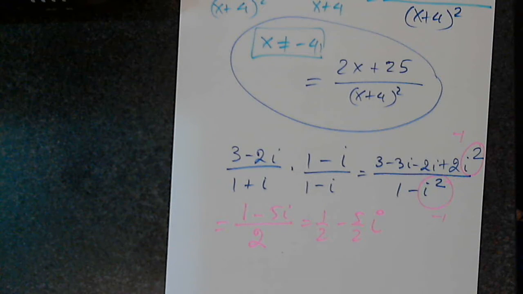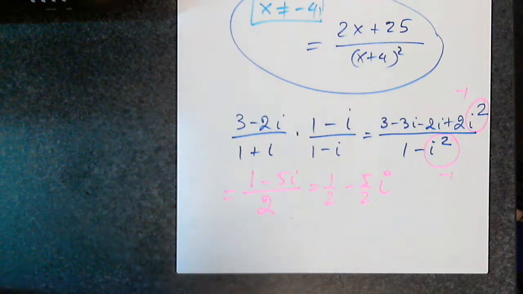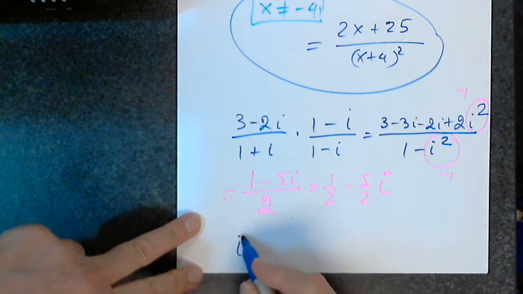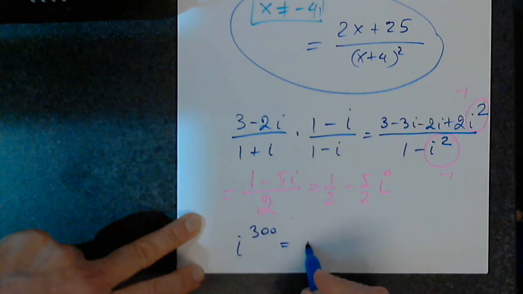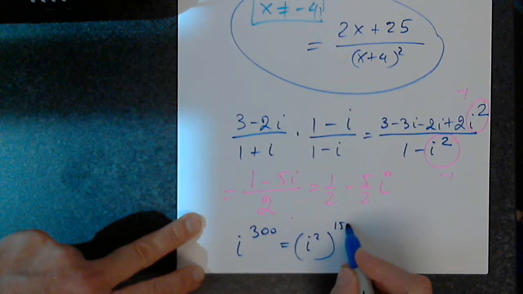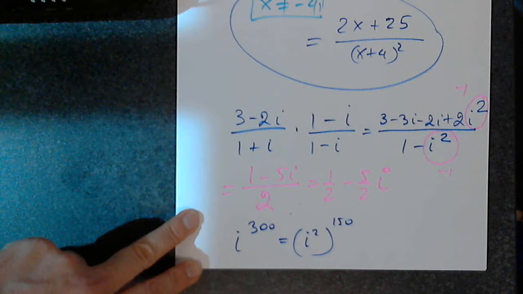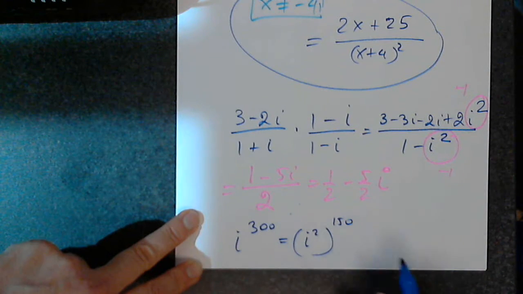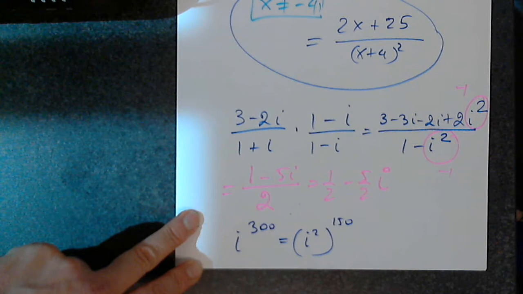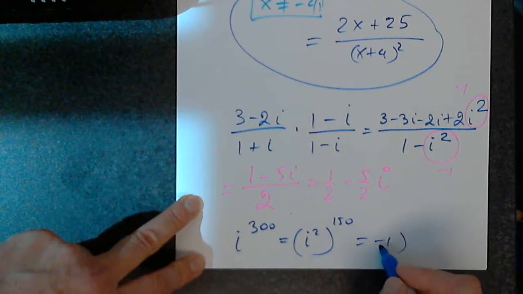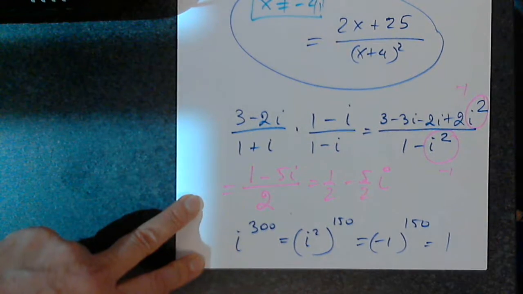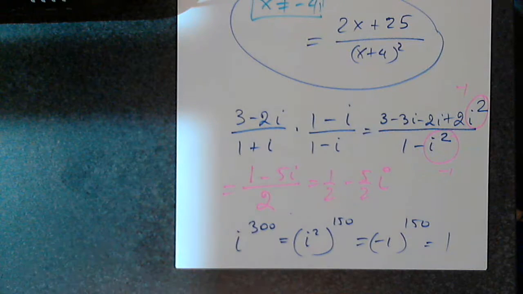Can you do a problem with i to maybe 300? Yes. You come up with any number you want. So i to 300 is a nice number because it's i squared raised to 150. I divided 300 by 2 because that's all I know, i squared. So then this is negative 1 raised to 150, which is 1. I only have i squared. There is nothing else available to me.